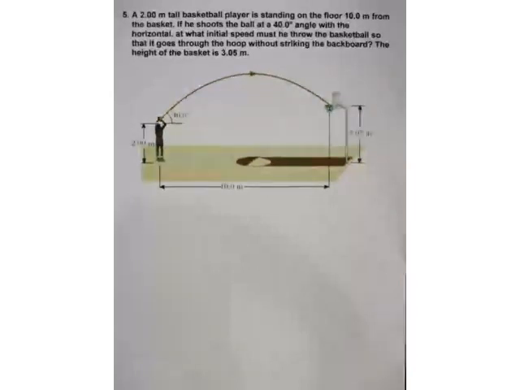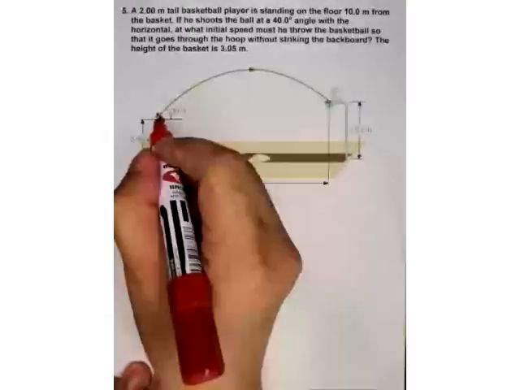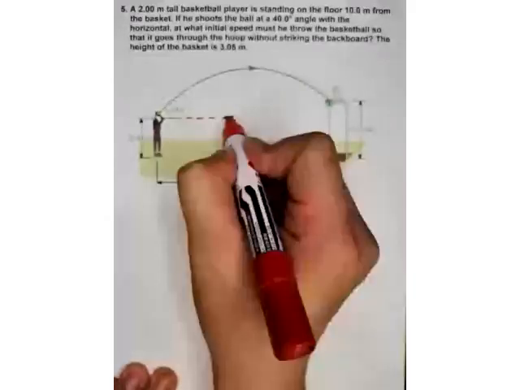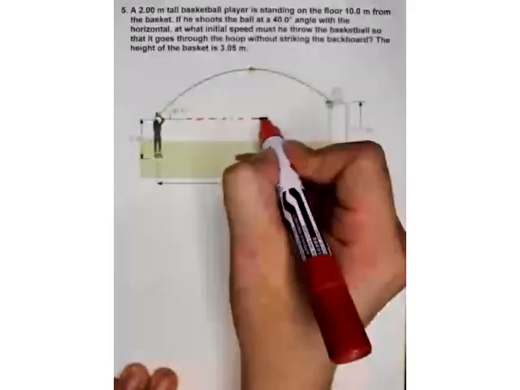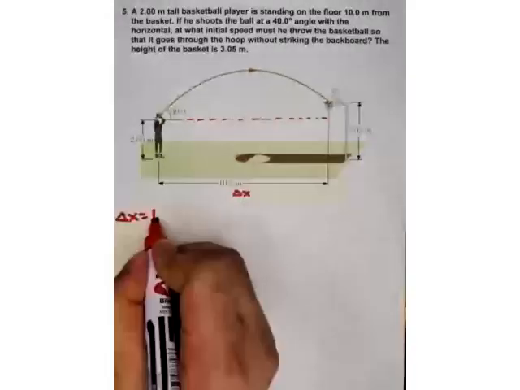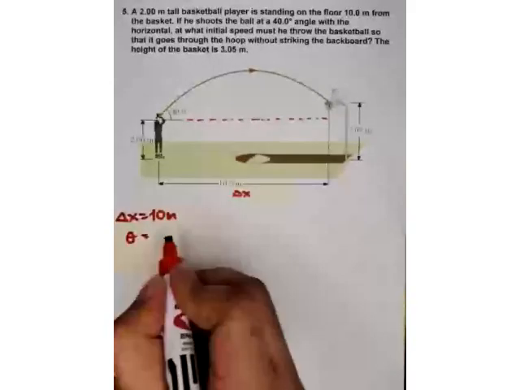Okay, so let's get all the information we have. The height of our basketball player is 2 meters, and this is the hoop. Here is delta x, so delta x is equal to 10 meters, and our angle is 40 degrees.